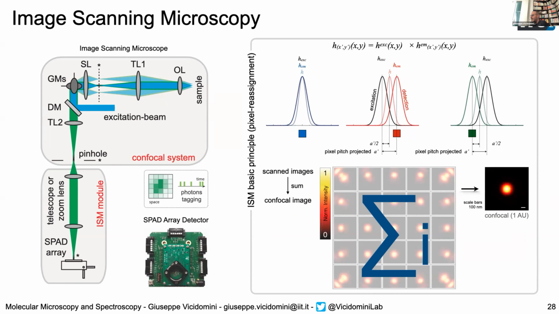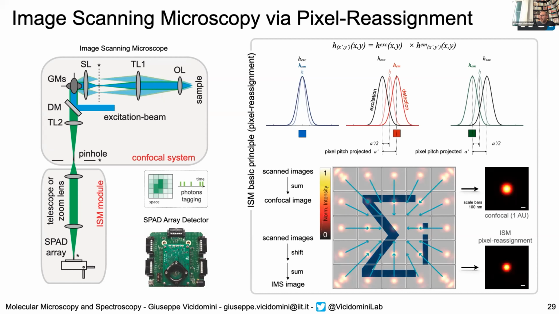For example, we can sum them up, but this would be stupid because it is exactly what our single element detector was doing, integrating across the space. In this case, we end up with a point spread function that is simply larger than the one of the central element. So the principle of pixel reassignment, which is the base of image scanning microscopy, is not only to sum up the images, but before that, to shift them back.